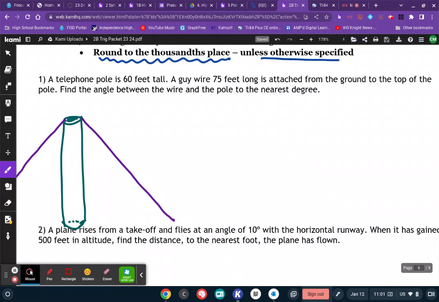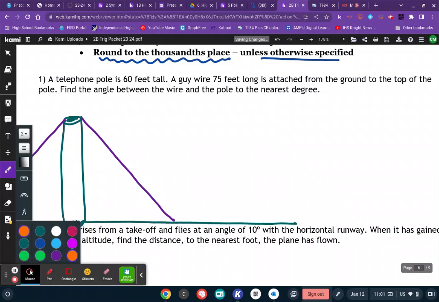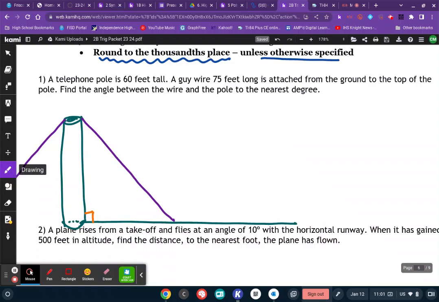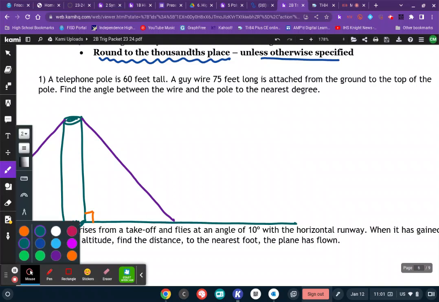right? So here's my little telephone pole. Here is the ground, which is going to be forming our right triangle here. Okay. So I've got a 60-foot telephone pole.